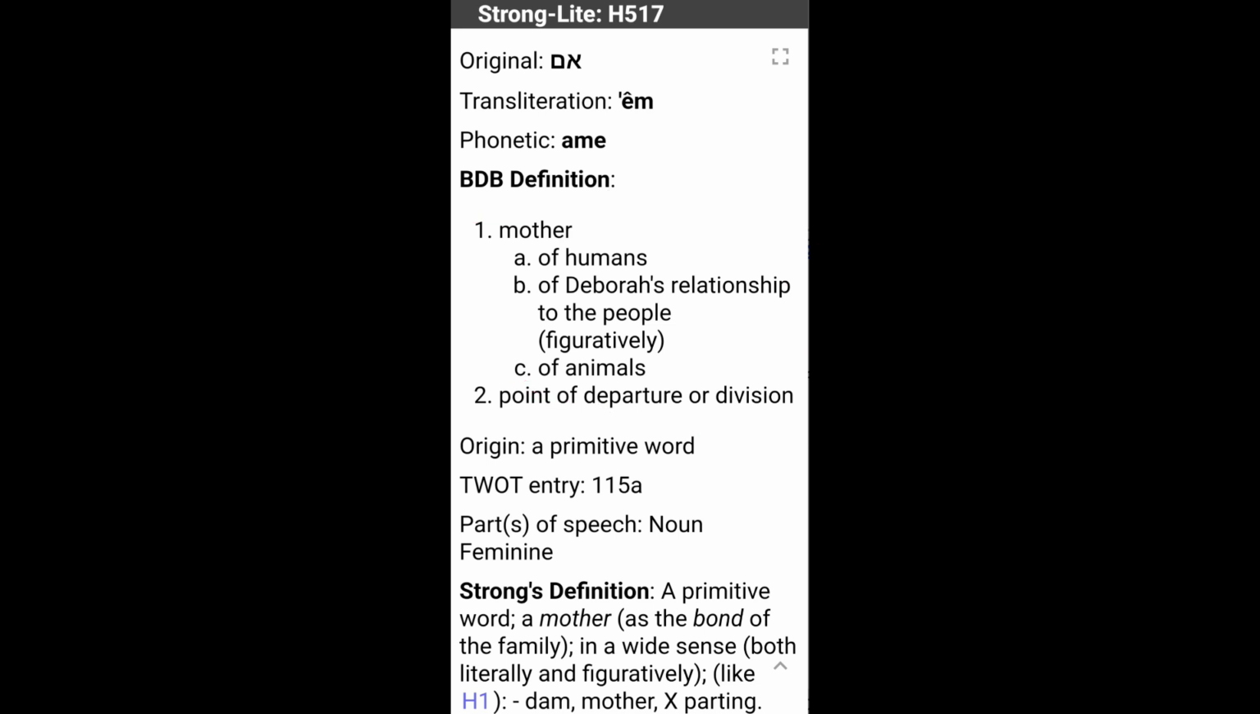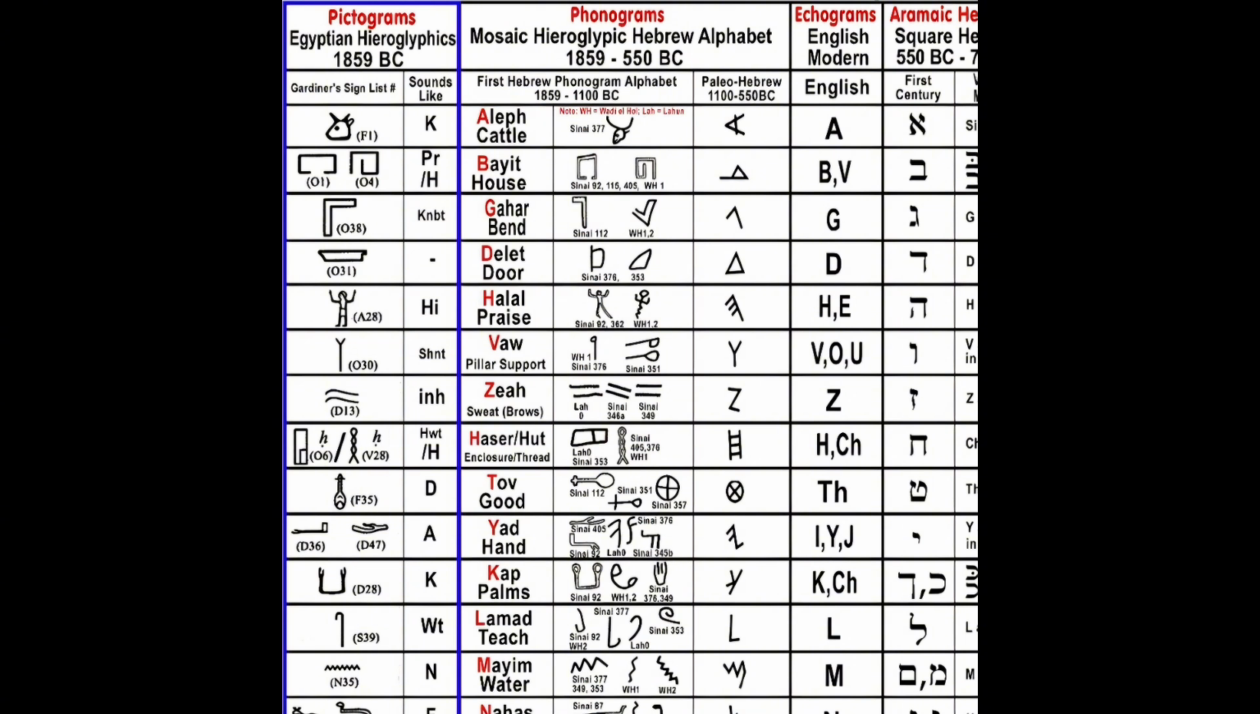The root meaning, of course, if we look down there, is a primitive word. The primitive word is mother. And notice in parentheses it says it's the bond of the family. This is interesting. Going to the meaning of the word mayim, we have an aleph, which is strength, and we have mayim, which is water.